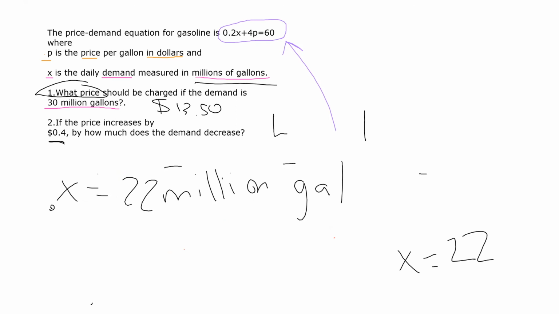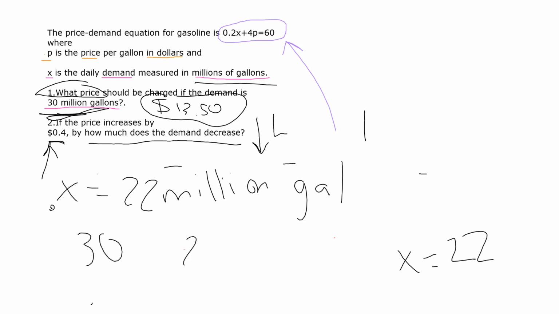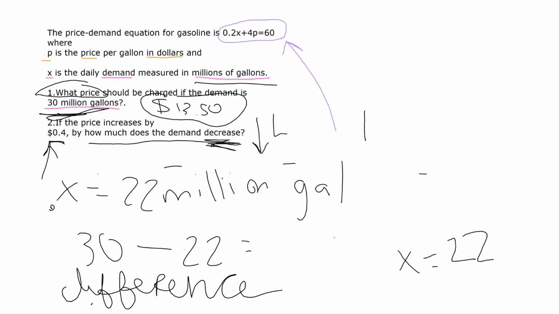Is this my answer? They're trying to trick us. How much does the demand decrease? It wants us to remember, oh yeah, when the demand was 30 million gallons, the price was $13.50. But now the price has increased by 40 cents. And we know that when price increases, less people want it. The demand decreases. How much did it decrease by? Well, I take 30 and I take my 22 and I am subtracting because I'm decreasing. We have to find the difference. Anytime you find the difference in math, it's subtraction.